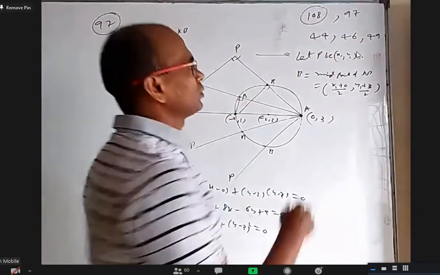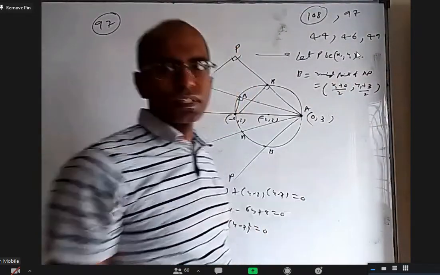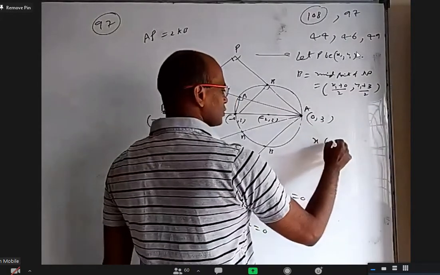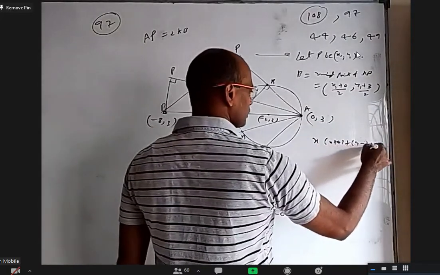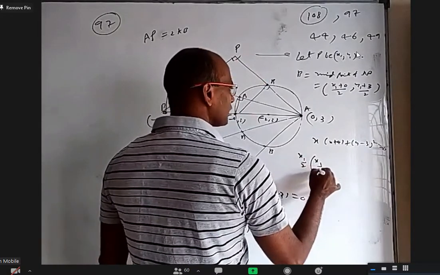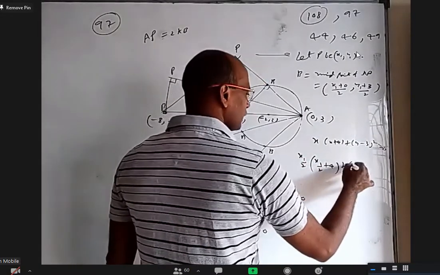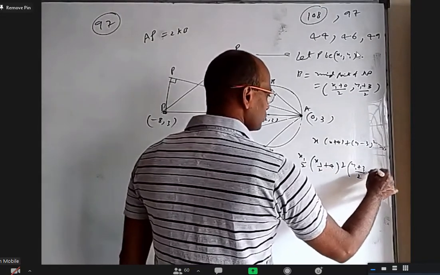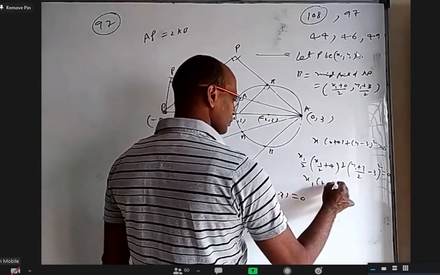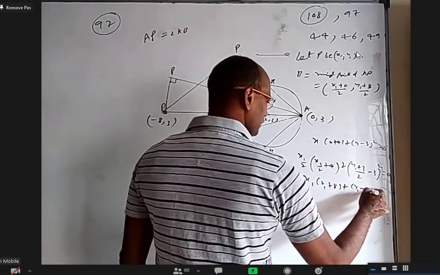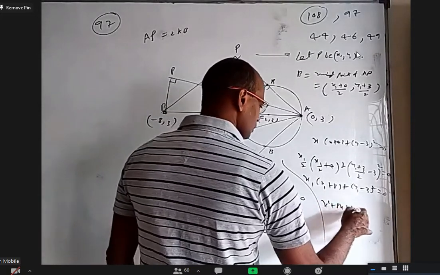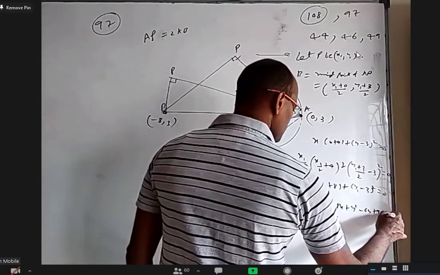What should this point do? It should satisfy the circle equation. Just substitute in the circle. What was the circle? x(x plus 4) plus (y minus 3) whole square equal to 0. That is (x1 by 2) times (x1 by 2 plus 4) plus ((y1 plus 3) by 2 minus 3) whole square equal to 0. That is x1 into (x1 plus 8) plus (y1 minus 3) whole square equal to 0. Again, x square plus 8x plus y square minus 6y plus 9.